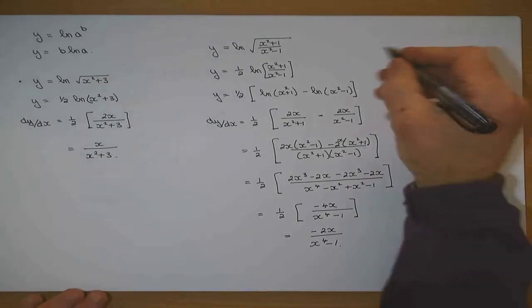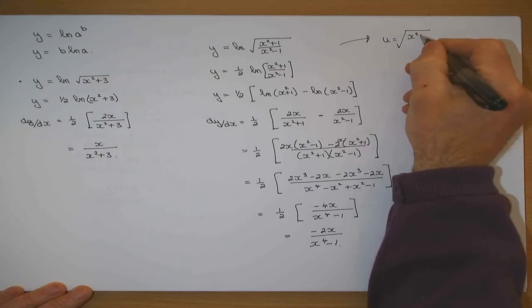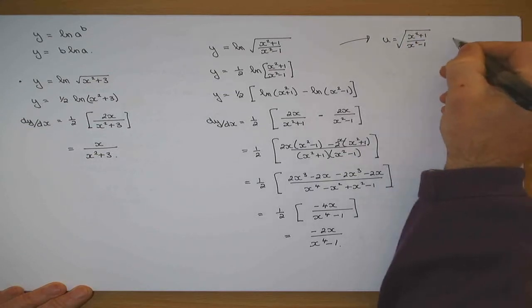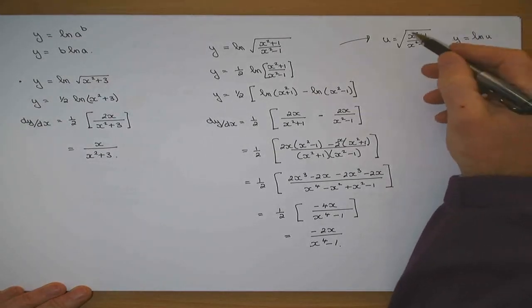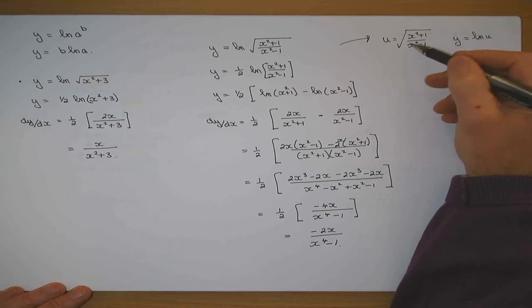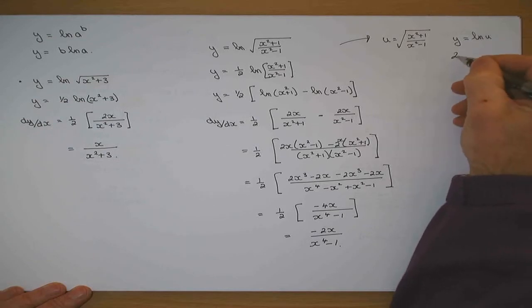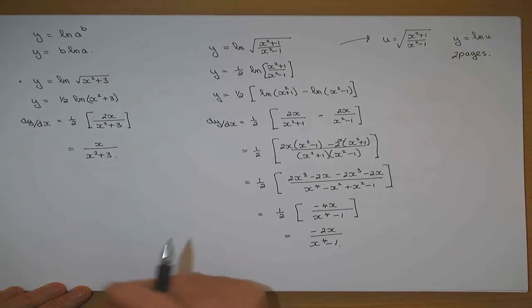Had I not used the rules of logs, I would have had to say u is equal to the square root of x squared plus 1 over x squared minus 1, and y would be equal to the log of u. Yeah? So then I'd have to differentiate this. How would I differentiate this? This is another chain rule, but part of it is what? The quotient rule. So you would fill pages. Yeah? Two pages later, you wouldn't be near this answer. So again, before you do any logarithmic differentiation, what question do you ask yourself? Can you use the rules of logs?